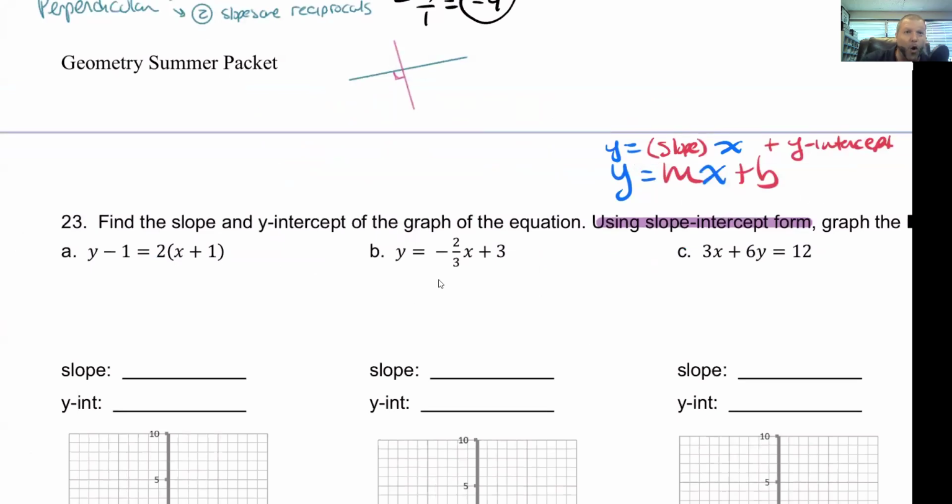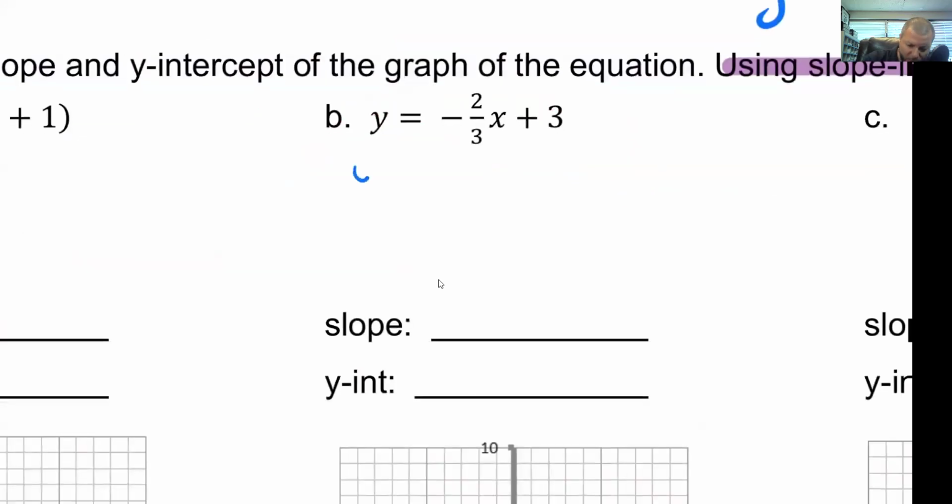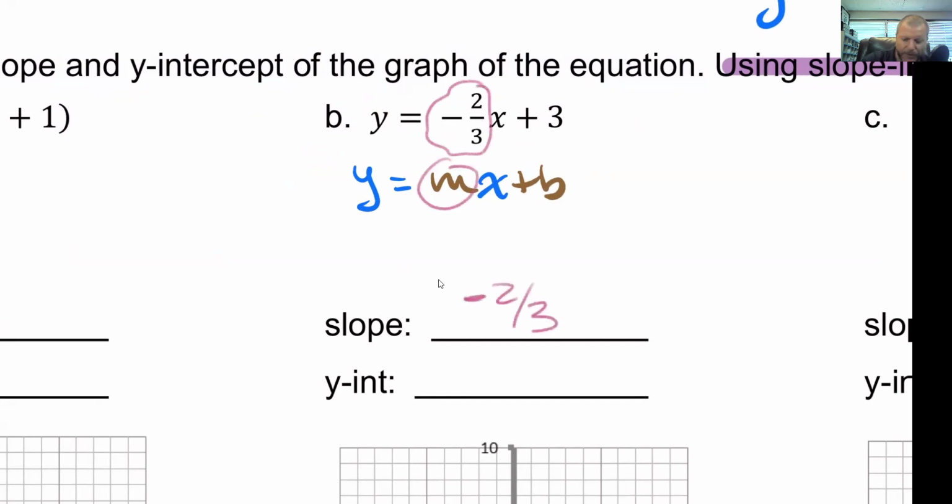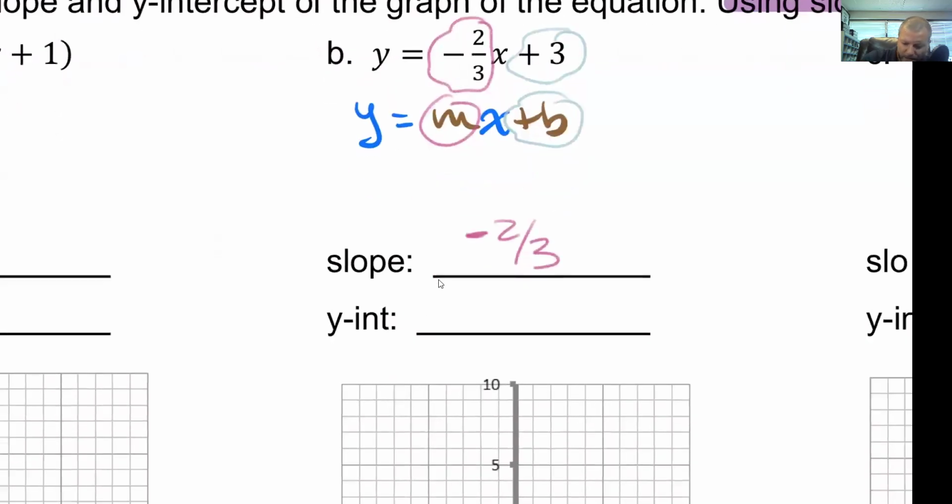So choice B is already in this form. We have y equals something x plus b. So what's in front of my x here? Negative 2/3. So my slope is negative 2/3. What has no x? What am I adding to it? 3. So my y-intercept is going to be 3. And you should think of it as the point (0, 3). Even though we get into this habit of saying the y-intercept is 3, it's the y value of the y-intercept.